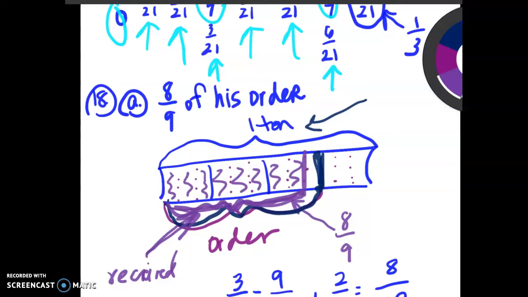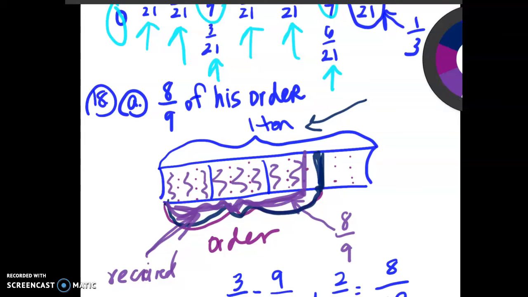And so this is the amount that he received. The question is, how much of his order did he receive? Well, he received 2/3, he ordered 3/4, so he received 8/9 of his order. And what happened here is the unit amount or the whole changed.